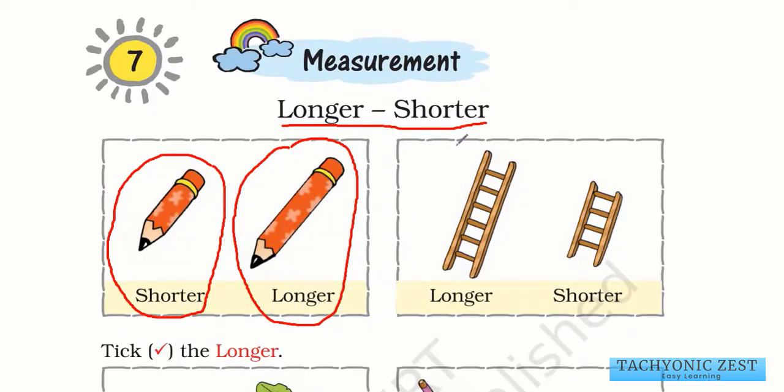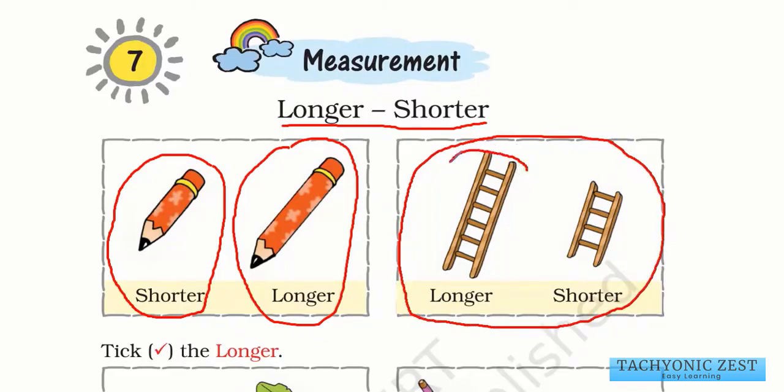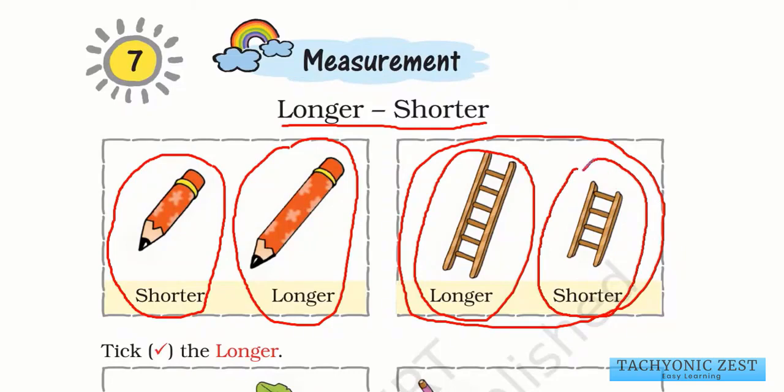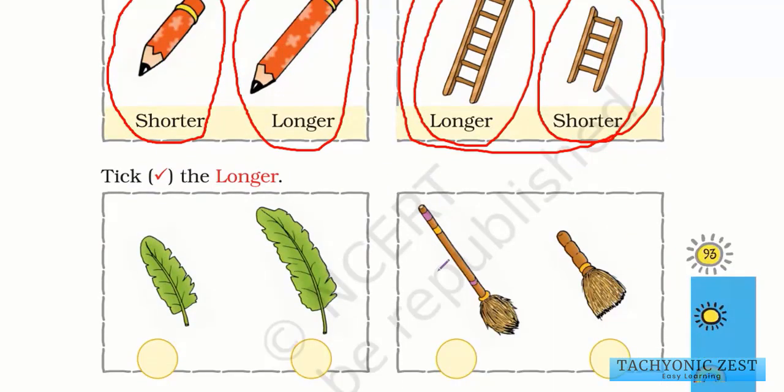Let us see the next question. These are two stairs which are given. So we can see that out of these two stairs, this stair is longer and this stair is shorter. So we can say that this stair is longer as compared to this stair and this stair is shorter as compared to this stair. So that is how we say it.